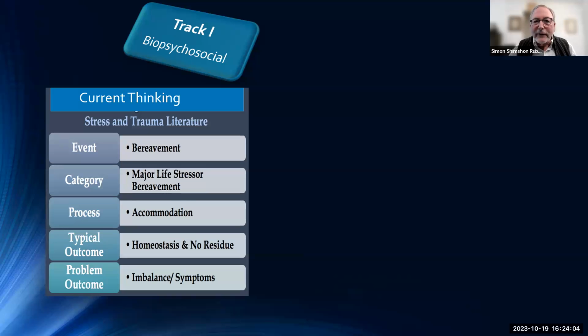It describes bereavement as one of many different things that can be a major life stressor. The event is bereavement. The category is things that force us to make major changes in our lives. The process is one of accommodation, which means we get used to it and we are able to function. And the typical outcome is homeostasis with no residue, no negative difficulties, no problems of note, but there are often problematic outcomes or imbalance of symptoms.